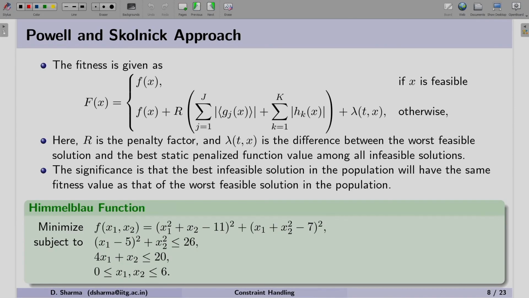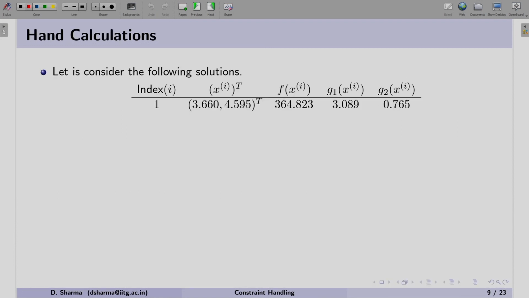So, let us understand this method using the Himmelblau function. The Himmelblau function is an unconstrained problem in which we want to minimize the function as given, but this particular problem is now subjected to two constraints, both of them inequality constraints. The first constraint is a quadratic form and the second constraint is a linear form. For simplicity, let us assume that x1 and x2 will take a value between 0 and 6.